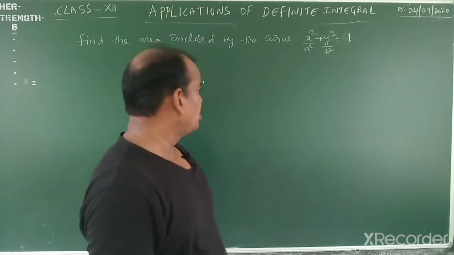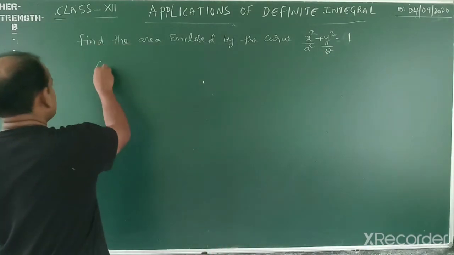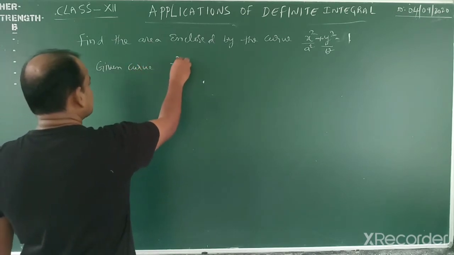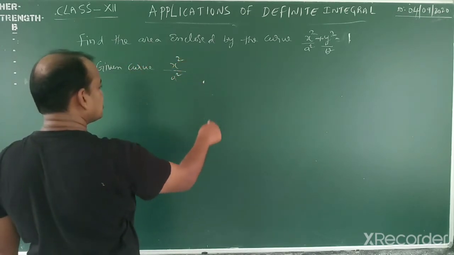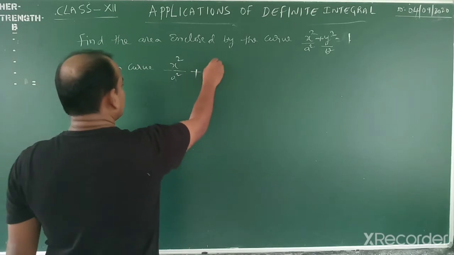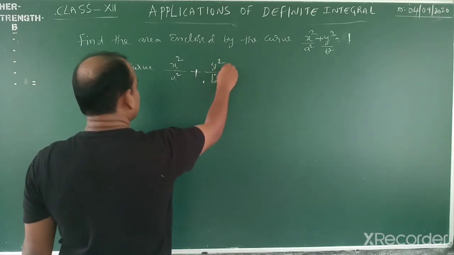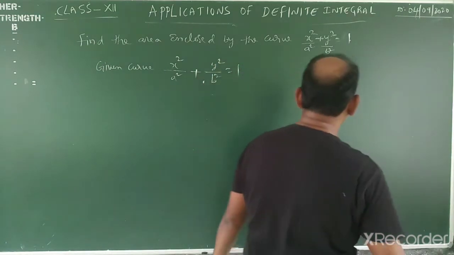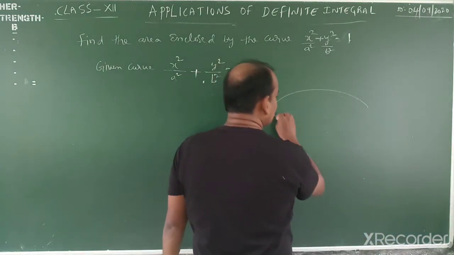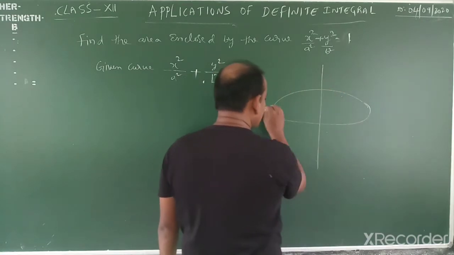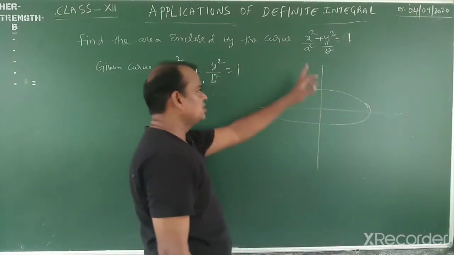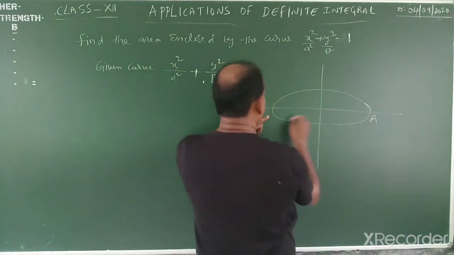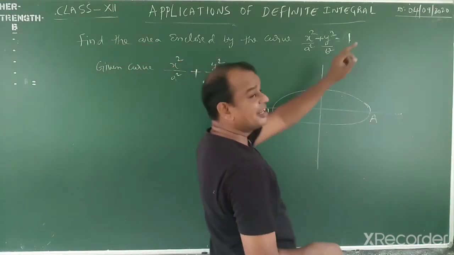Okay. Now here, what is the given curve? The given curve is x square by a square plus y square by b square is equal to 1. What is this? This is 100% an ellipse. Here are the coordinate axes. First you should know about this ellipse. This is called the major axis, A dash. This is the A greater than B type, I will take.